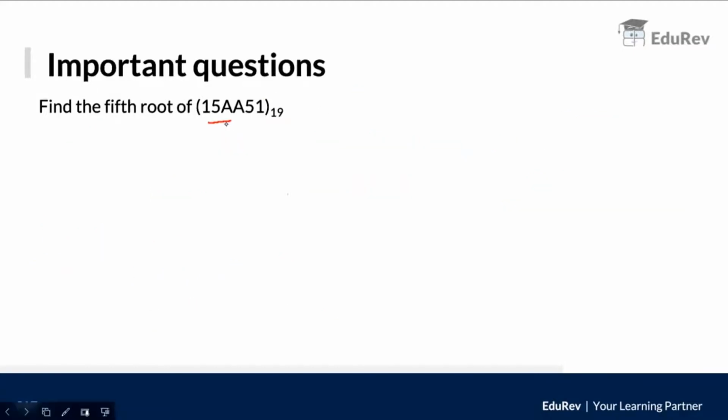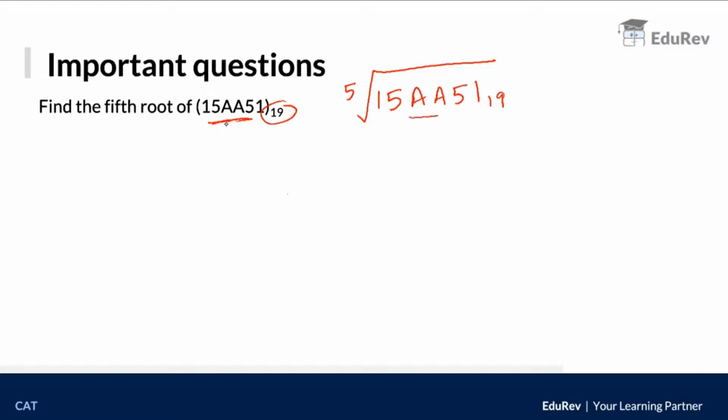It says, find the fifth root of 15AA51 to the base 19. Fifth root of 15AA51 to the base 19. It seems to be a difficult question, but believe me, it's a very simple question. Our first step is to convert this base 19 number into a decimal system, because we are very comfortable in solving the roots in the decimal system. So let's do that first.